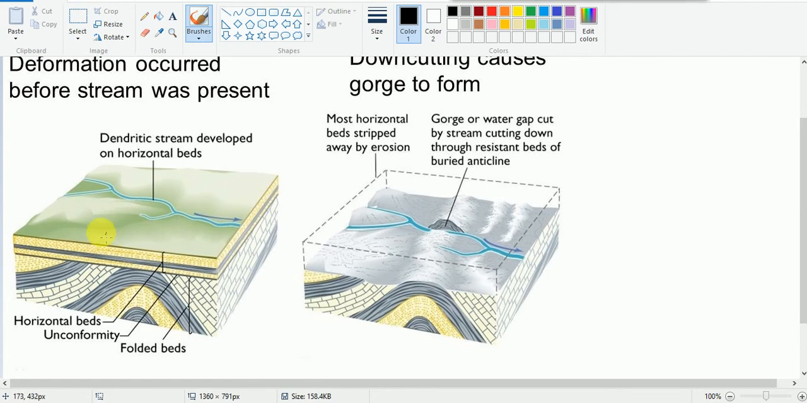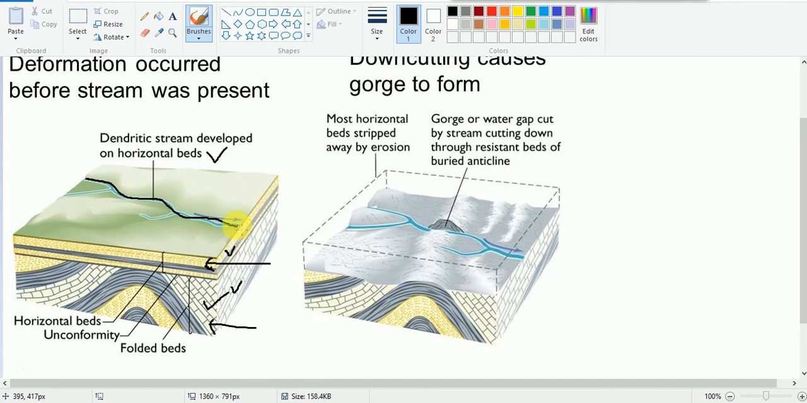See here in the first case, the underlying rock structure is totally different from the overlying one. The overlying structure has horizontal bedding planes, whereas the underlying structure has a folded one. The underlying has a folded structure, whereas the surface is covered with horizontal beds. That means the underlying structure is totally different from the overlying structure, and a river starts developing here on the horizontal beds. A river starts flowing here on these horizontal beds.